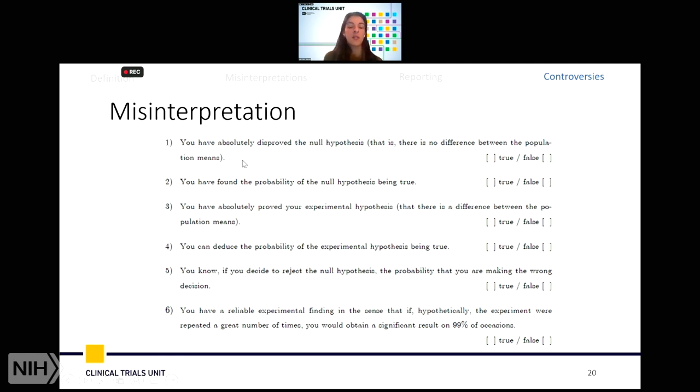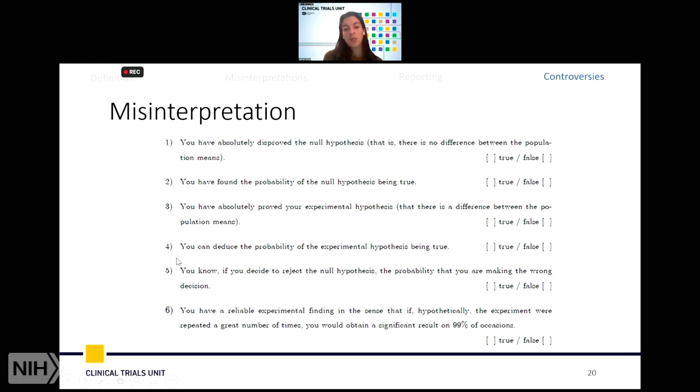And so I'll just read them. The first is that you have absolutely disproved the null hypothesis. That is, there is no difference between the population means. The second is you have found the probability of the null hypothesis being true. The third is you have absolutely proved your experimental hypothesis that there is a difference between the population means.